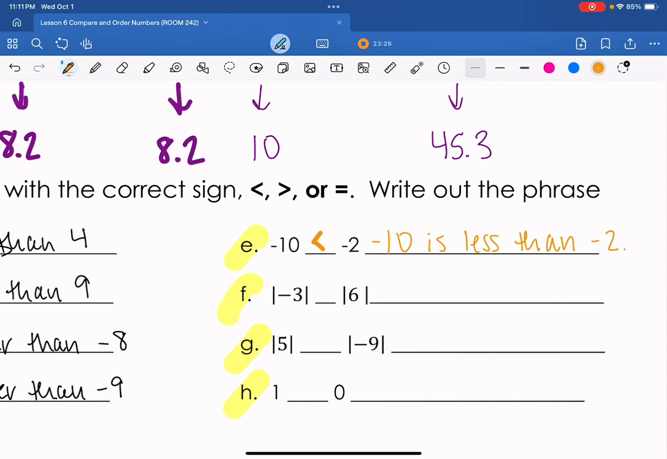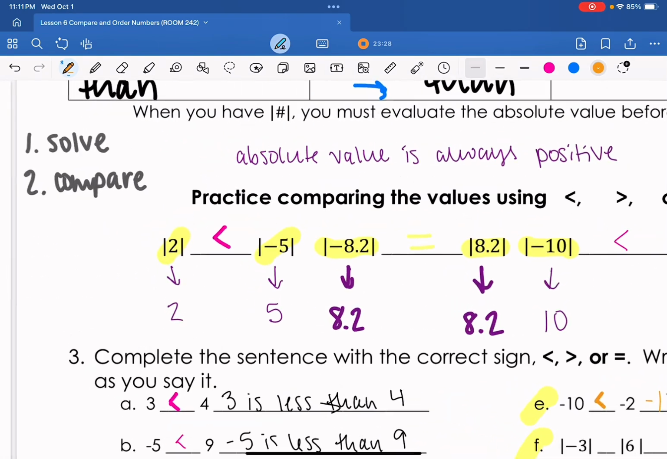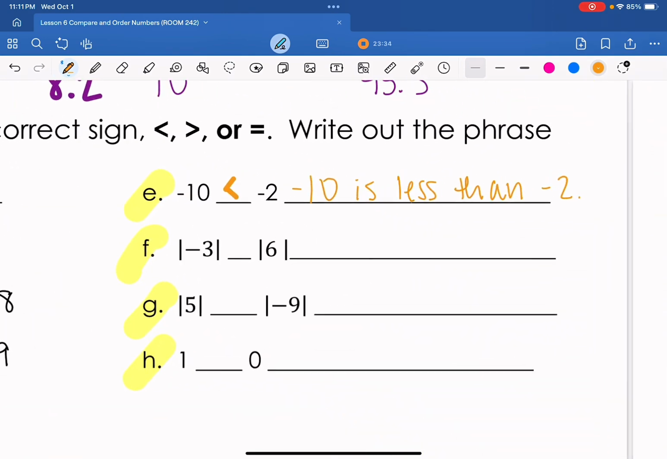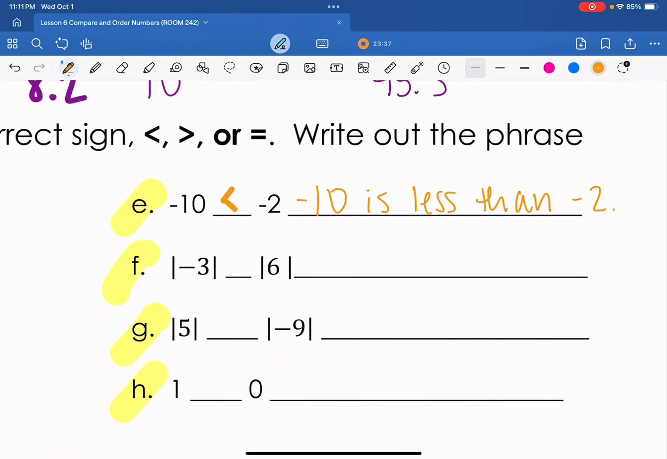Because if I look back here, we have to solve first before we can compare them. So, the absolute value of -3 is 3 because you move 3 units. And the absolute value of 6 is 6. So really, I'm comparing 3 and 6. And 3 is less than 6. So I'm going to write 3 is less than 6.